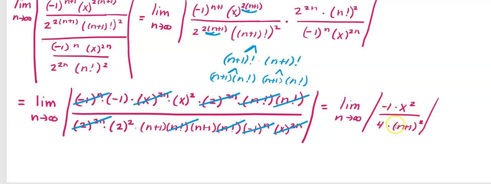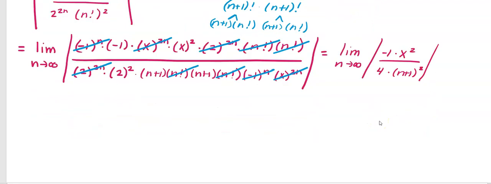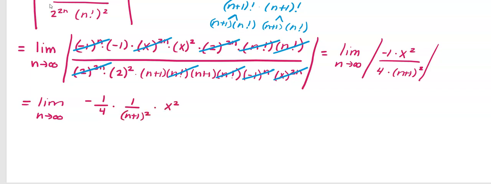Now, you can get rid of absolute values for everything except, at first, the x squared, because typically we leave it around our variable. But because the x squared is being taken to the second power, it can never be negative. So the absolute values can actually drop on all of this. And so we're going to write this as the multiplication of two pieces: negative 1 over 4 times 1 over n plus 1 to the second power times x squared.